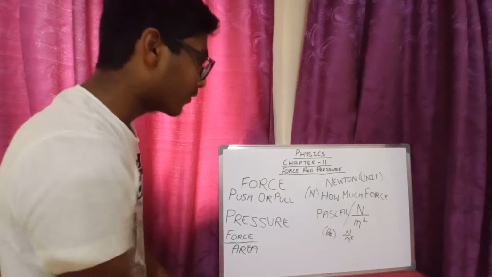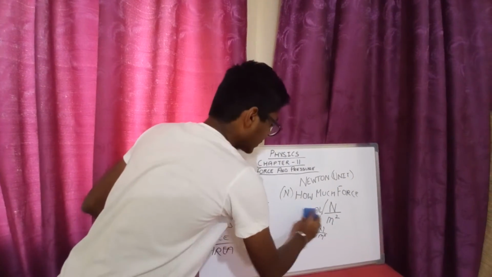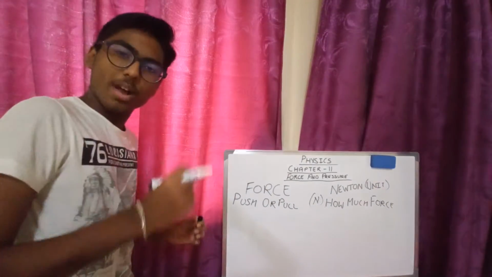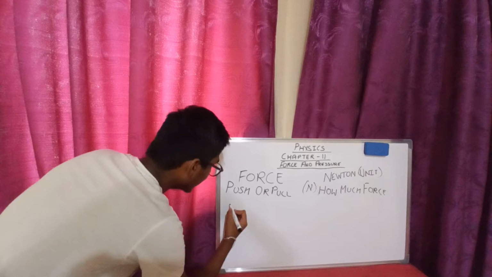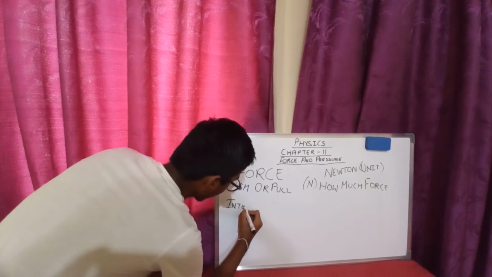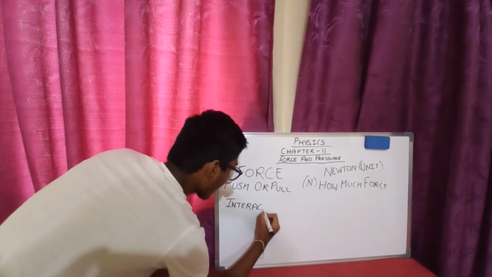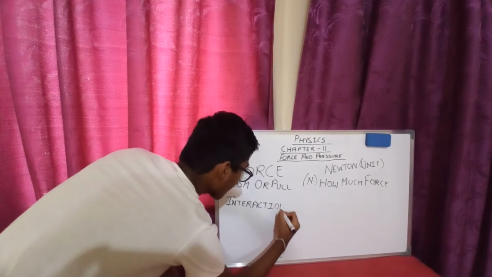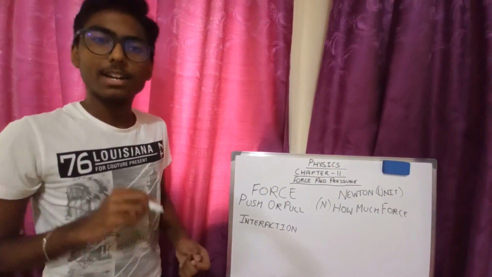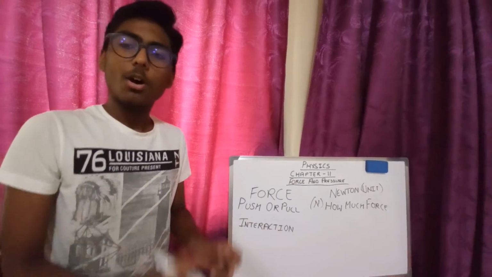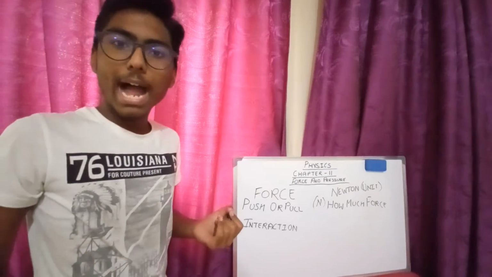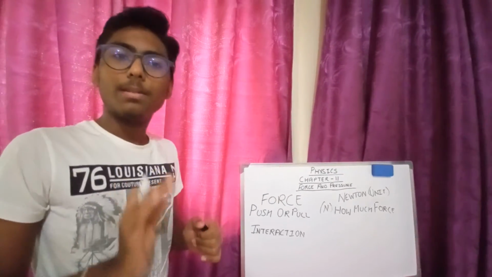Okay, now we'll be learning force and Newton in a more detailed way. So force. When does force occur? Force occurs when there is an interaction. When two objects are in interaction, like when they pull, they are in an interaction, or even when they push, they are in an interaction. So for a force to act, an interaction is always necessary.